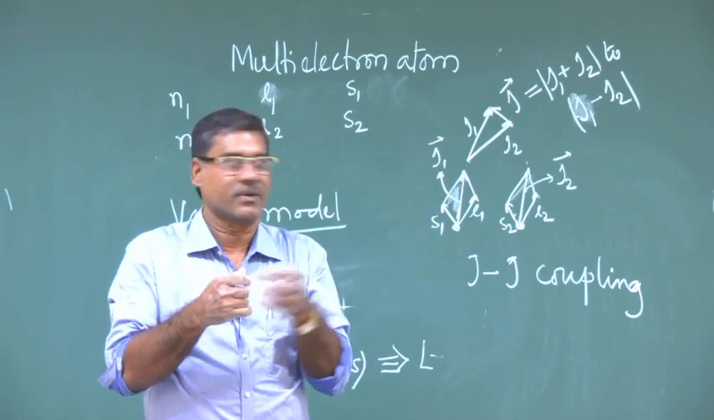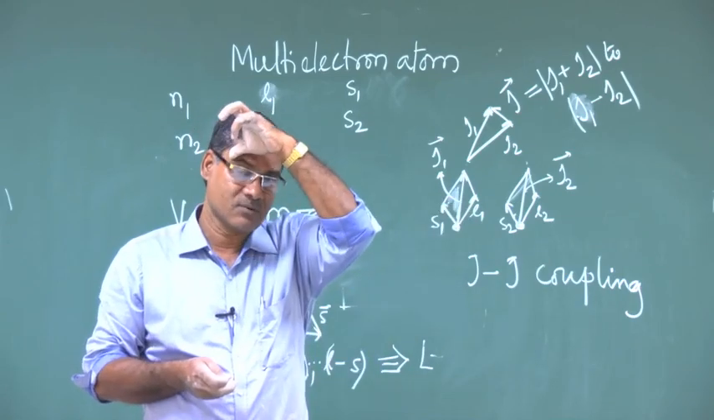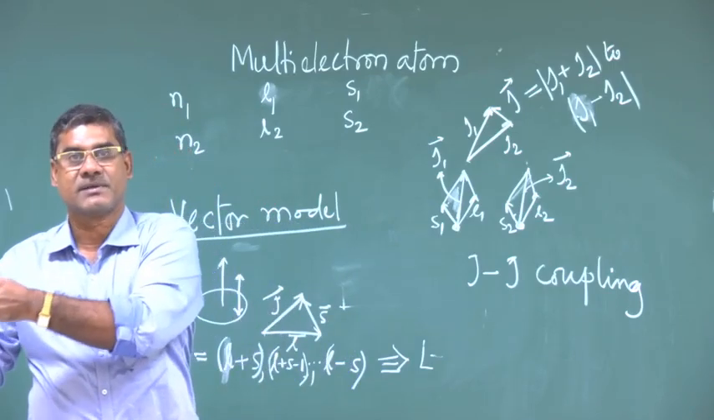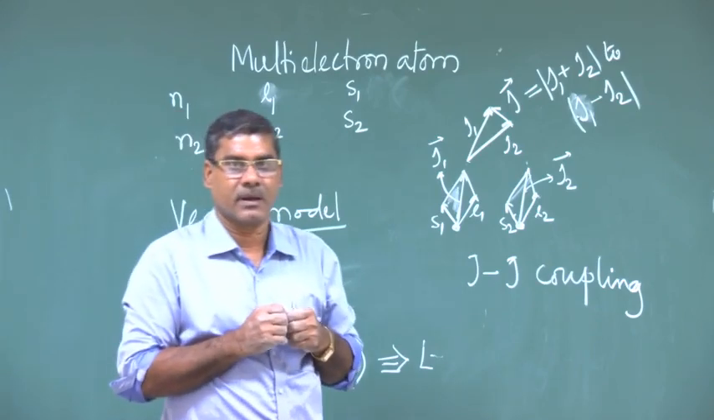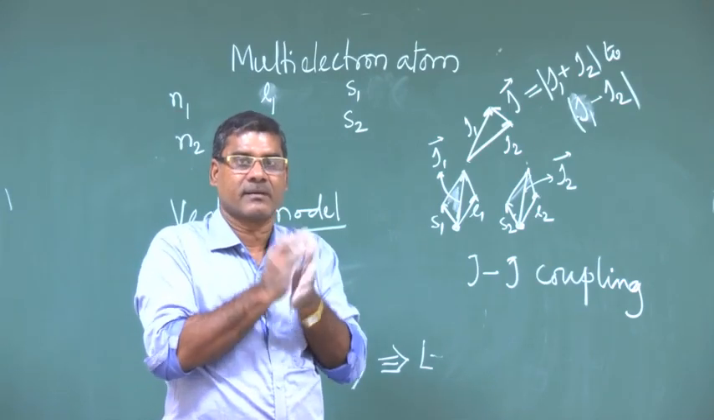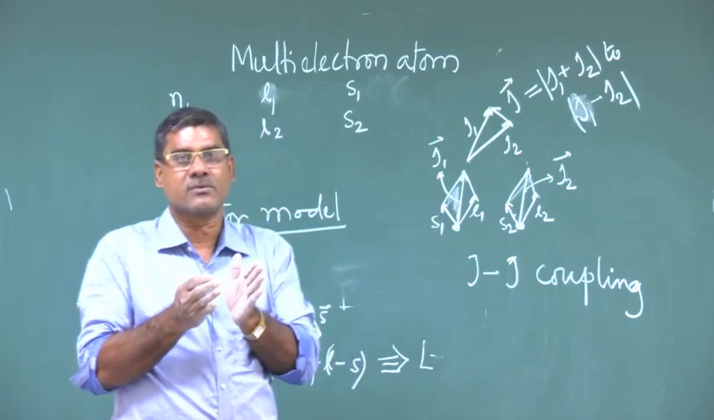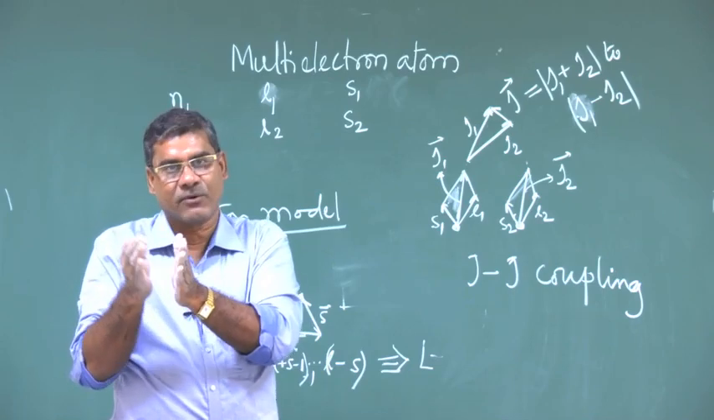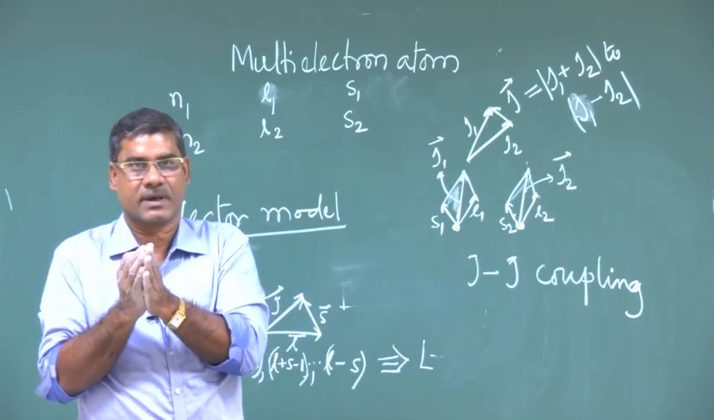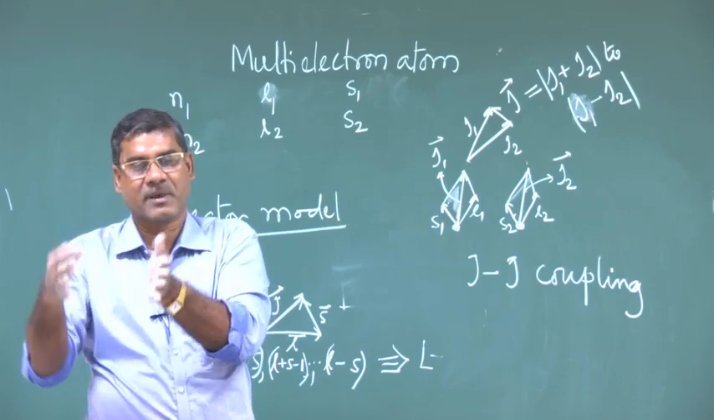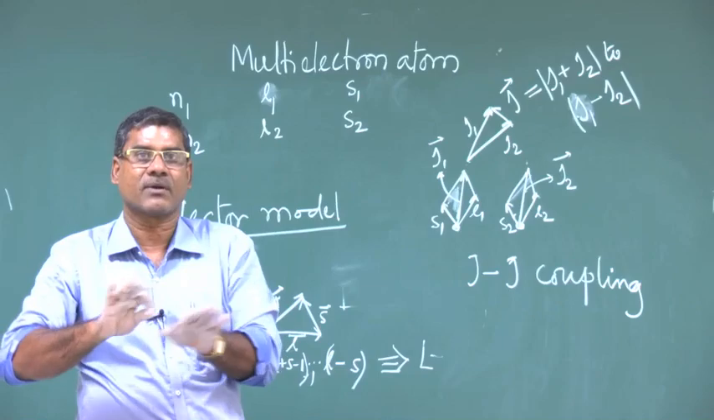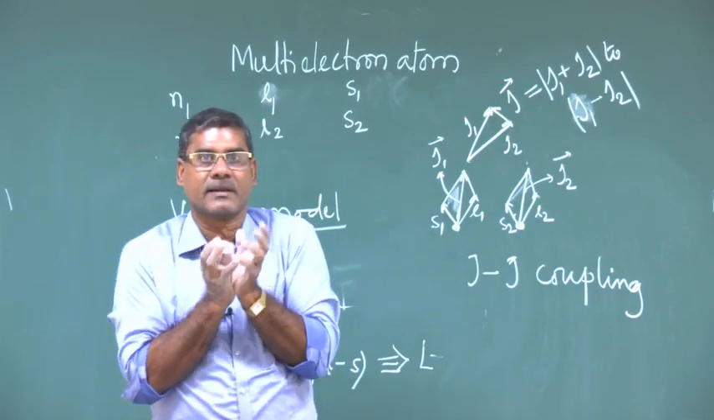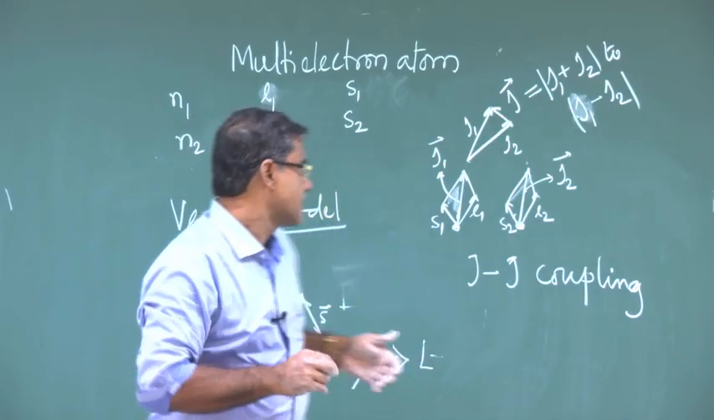For JJ coupling, one has to find J1 for the first electron, J2 for the second electron, J3, J4, J5, etc. Then I take the vectorial sum of J1 and J2, and to the resultant I add J3, then I have to add J4. That way, by vectorial addition, one can get the resultant J of this multi-electron atom.